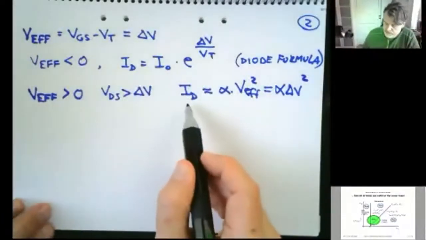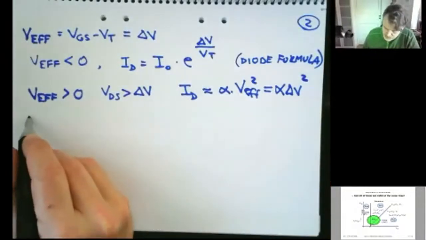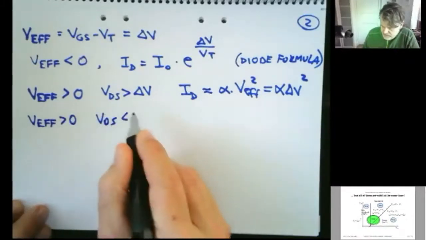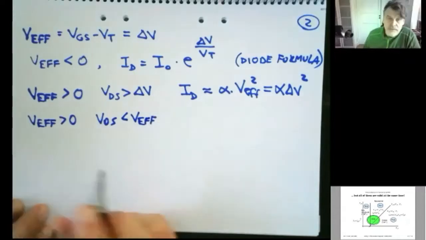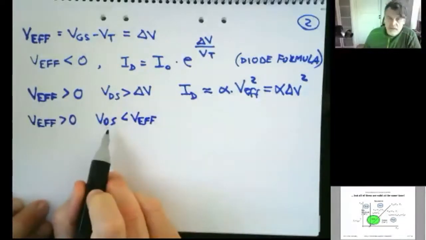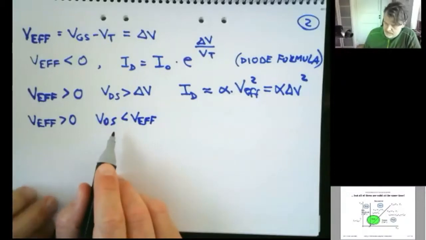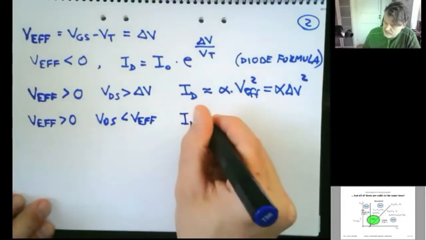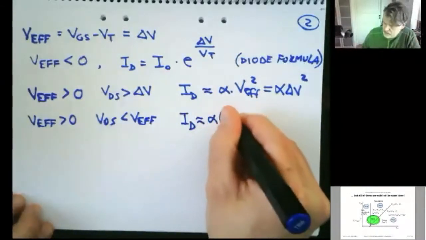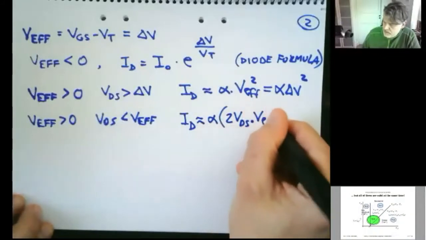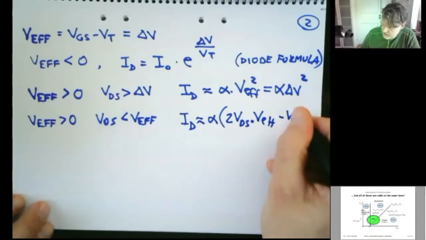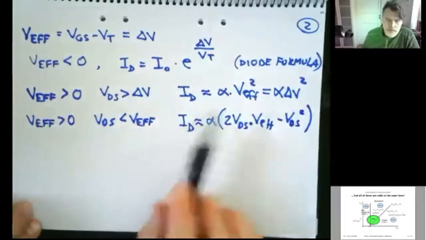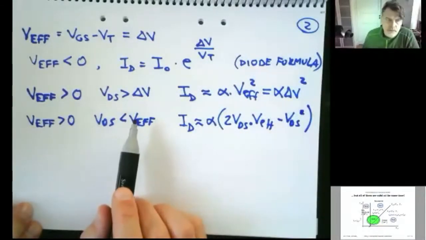So diode formula, or this equation. We can also require VF is larger than 0, but VDS is less than, let's type VF here to avoid confusion, VDS is now smaller than VF, and that is the linear region then. And then we have that ID is approximately equal to alpha times 2 VDS times VF minus VDS squared. So this is the classical set of equations.